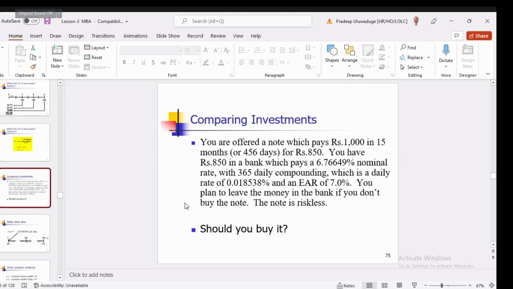You are supposed to decide whether to leave your money in the bank, which pays you 7%, or whether to buy this note, which gives you a specific rate for 1.5 years or 15 months, or 456 days. So, how are we to handle a problem like this?